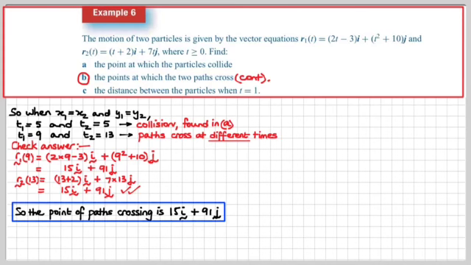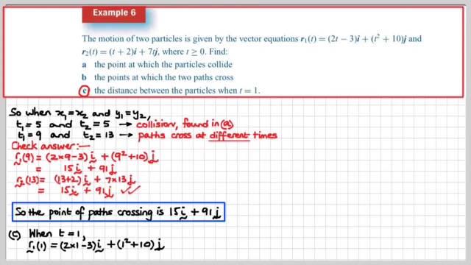And that is it, guys. Now, part C is a little bit of an anticlimax here. It's just the distance between the particles when t equals 1. Well, that's very easy. We've just got to sub in t as 1 into the first one, and then the second one. That's what you get for the first particle. For the second particle we get that, and therefore that's its position. That's particle 1 at t is 1. That's particle 2 at t is 1.